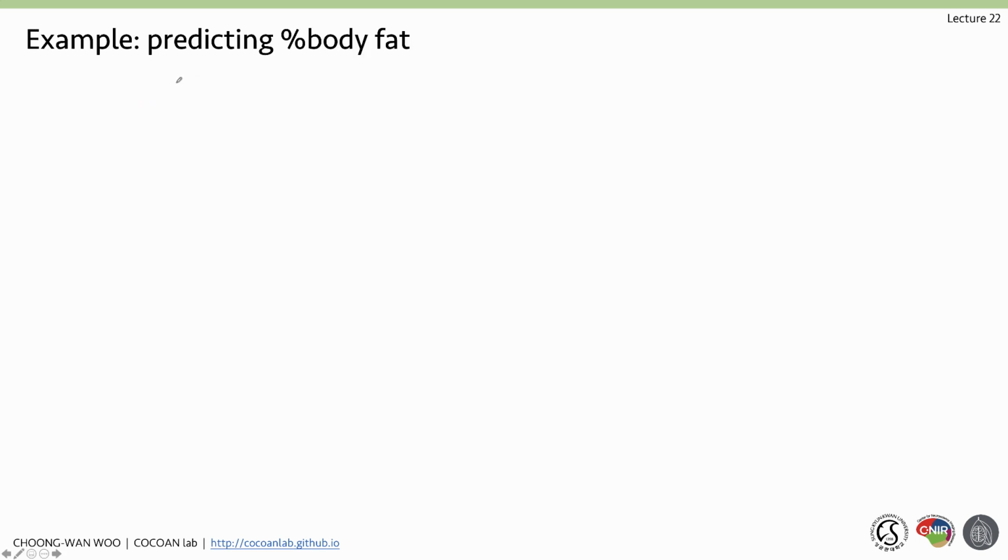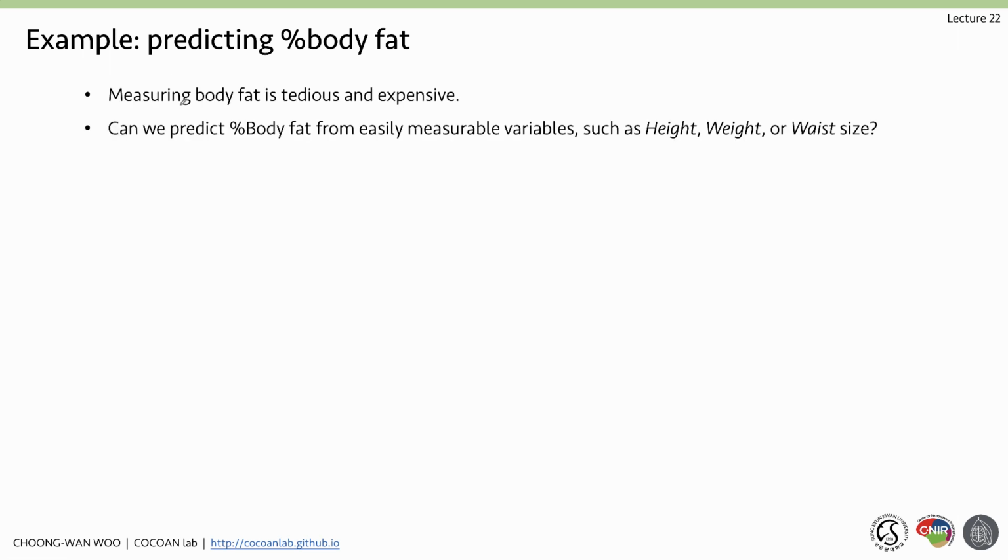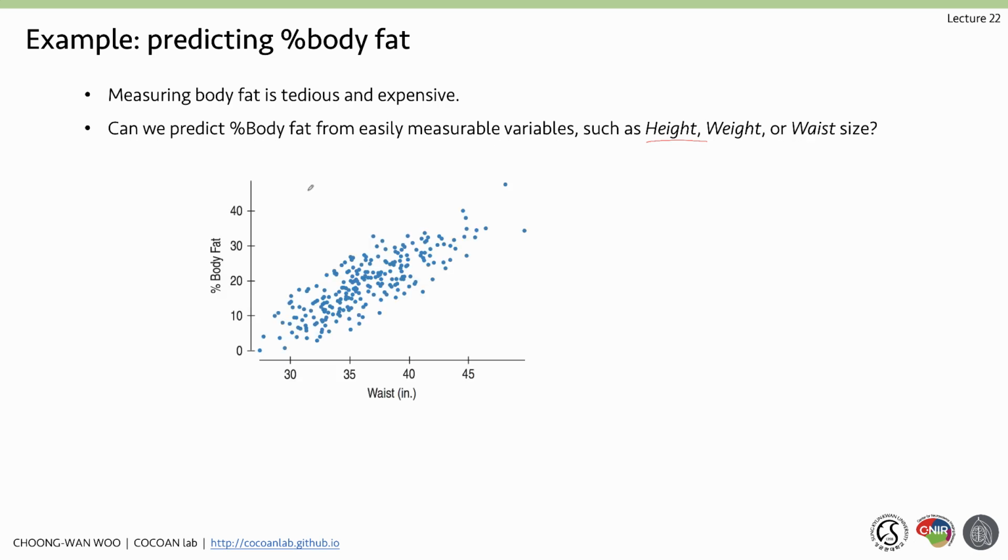Let's start with this example, predicting percent body fat. Measuring body fat is tedious and expensive. So if we can predict percent body fat from easily measurable variables like height, weight, or waist size, that would be really nice. Let's see this example data.